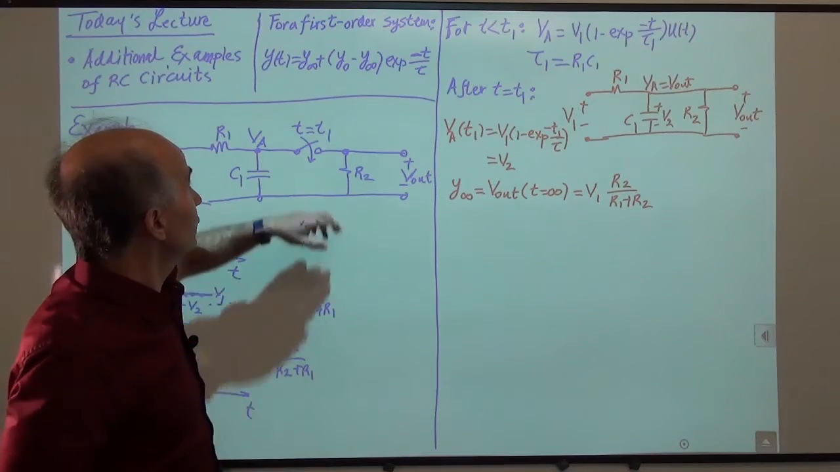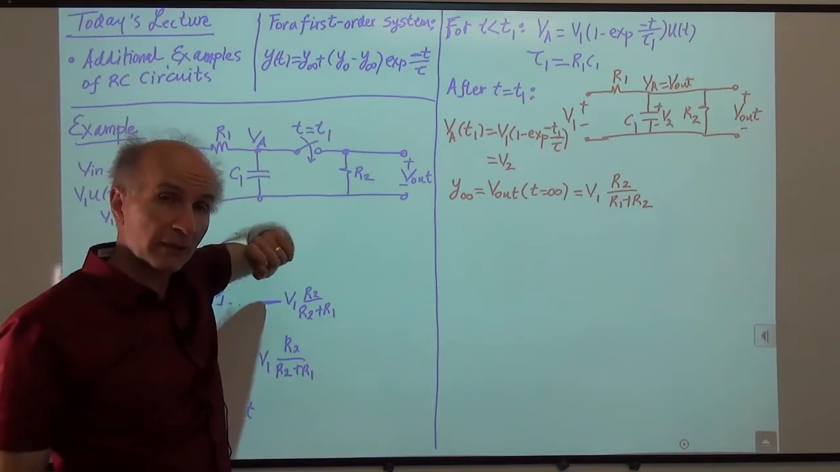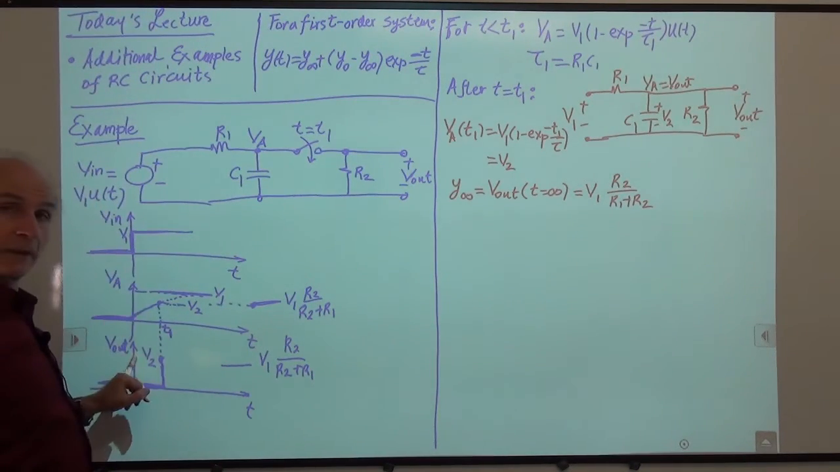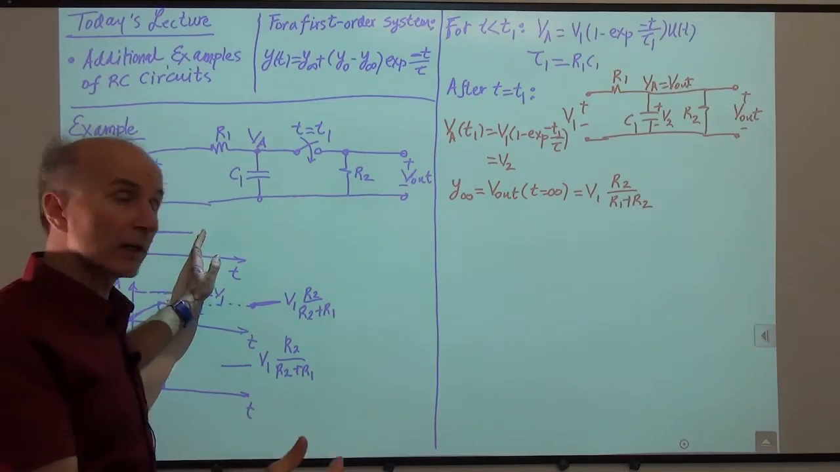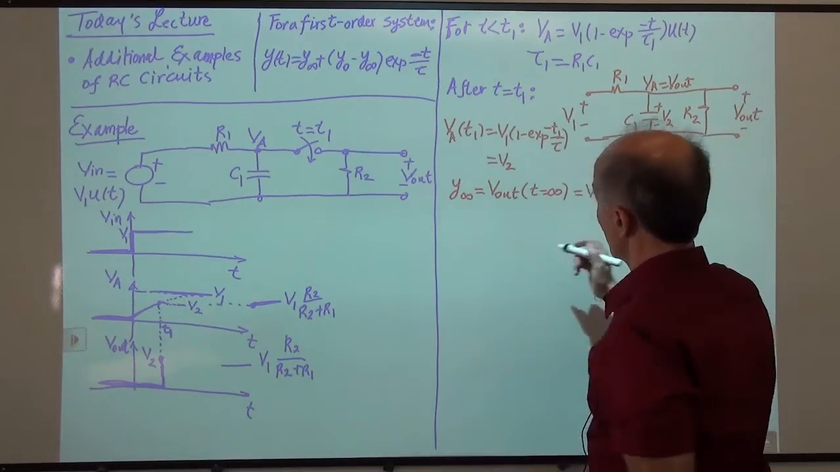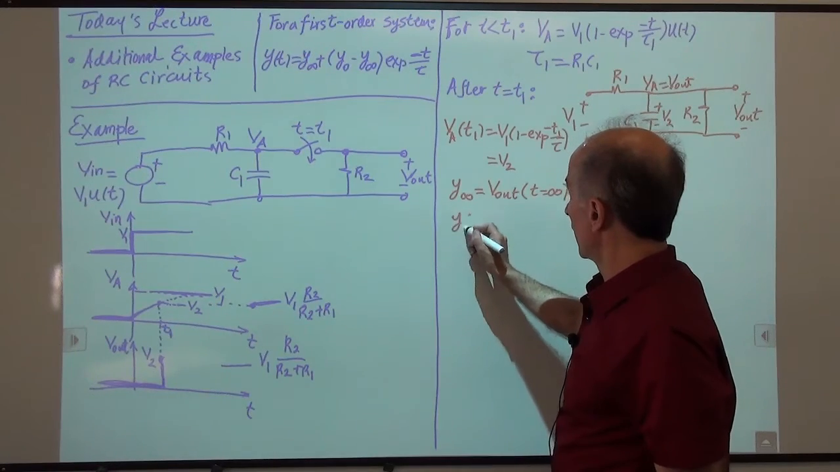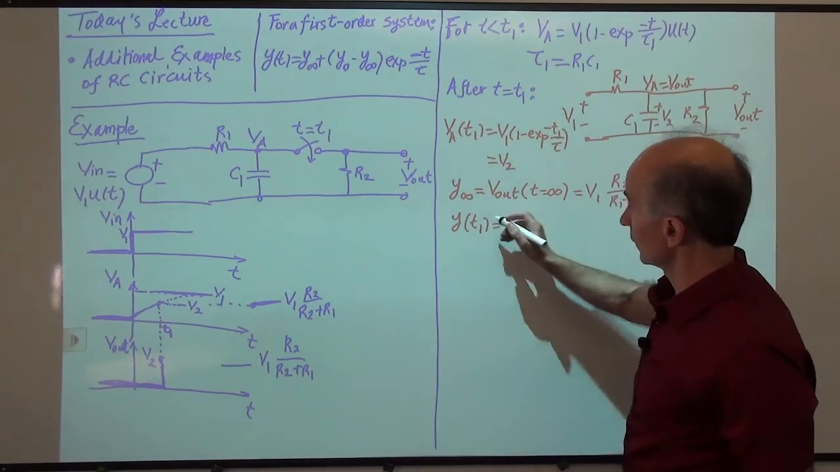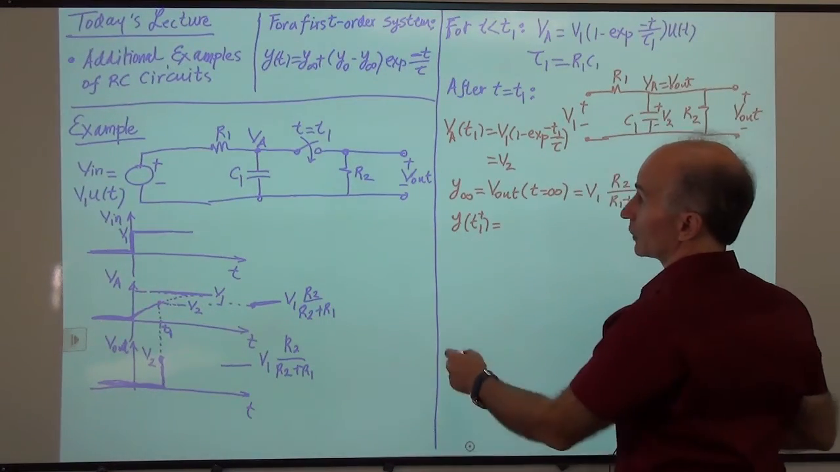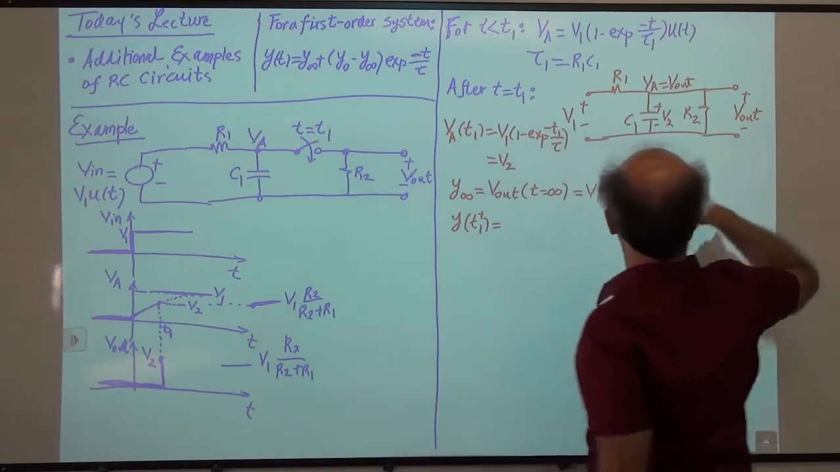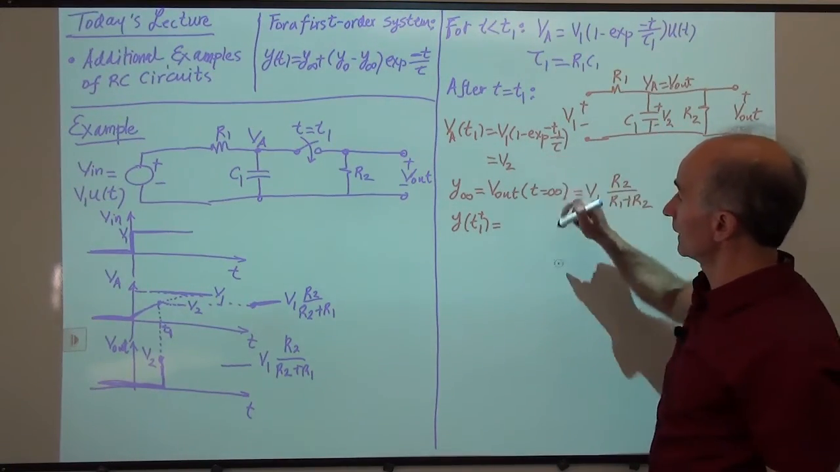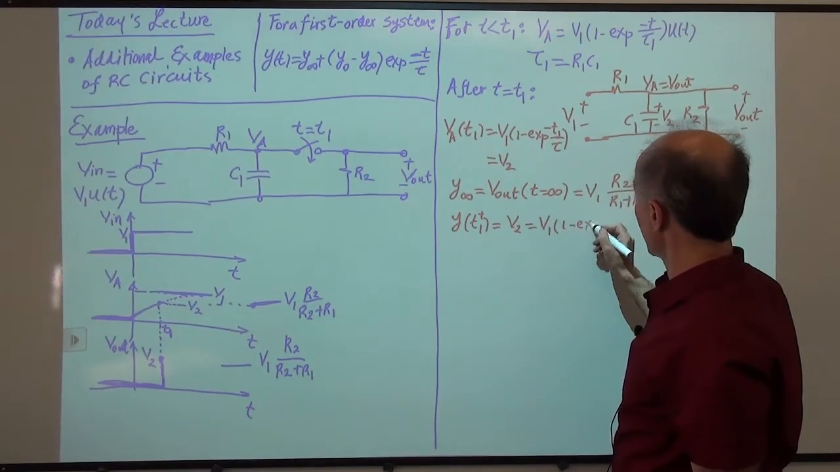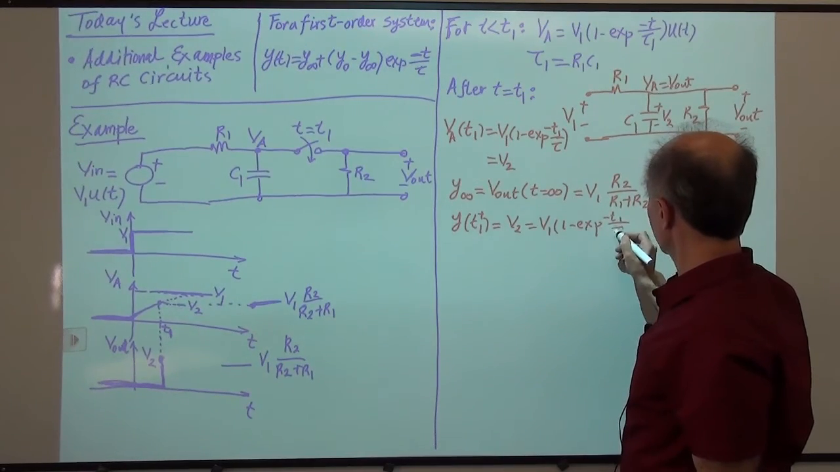All right, next we have to find the output at time 0. Now time 0 here has a special meaning for us. It's not really this 0, right? It's T1, because from T1 on, we have this circuit. So we say y at T1 plus is the initial condition that we need to plug in here. And we know this initial condition, that's this V2, right? So that's V2, and that's equal to V1 times 1 minus e to the minus T1 over tau.